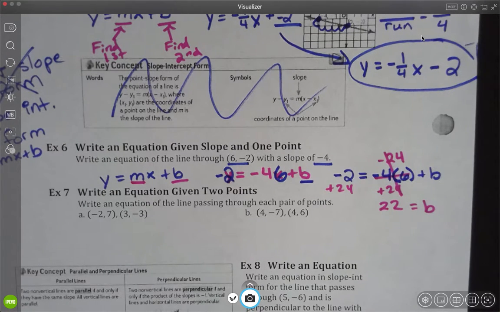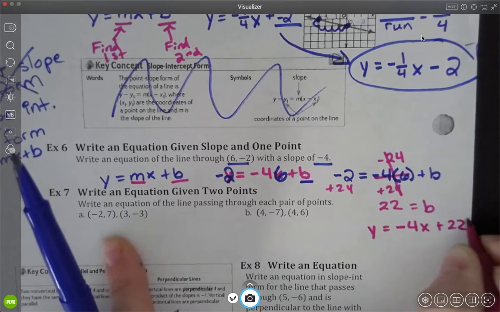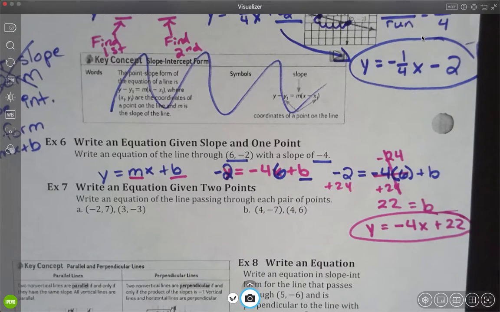What were we trying to do? Write an equation. So 22 is not my answer, b is. My equation is y equals negative 4x plus 22. That's my equation, right? Now that I have negative 4 and 22, I'm going to put them in together, and we're good to go. Yes? Good? Perfect.